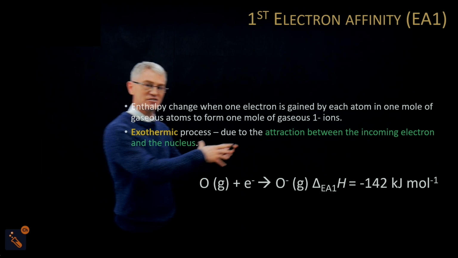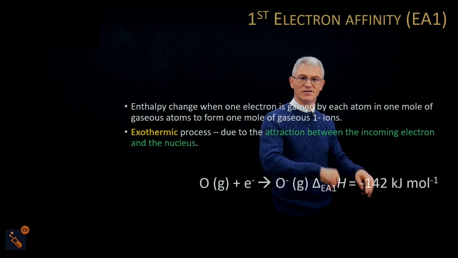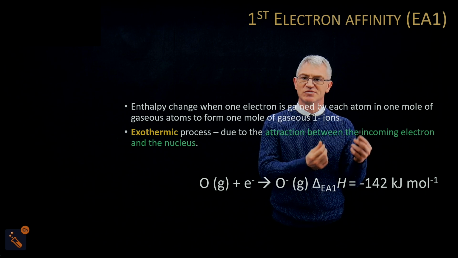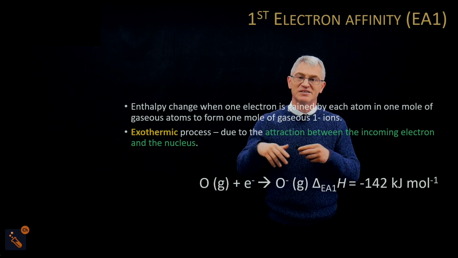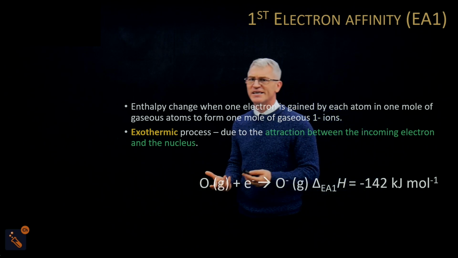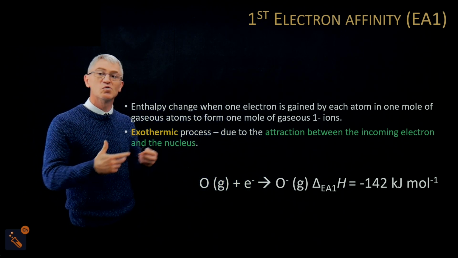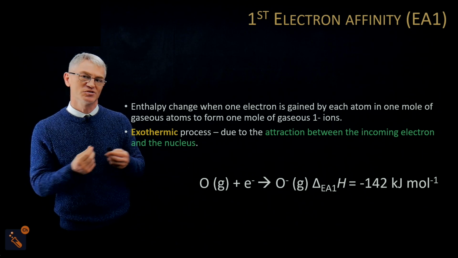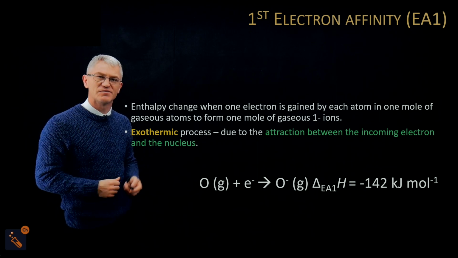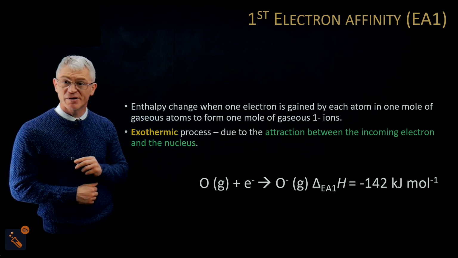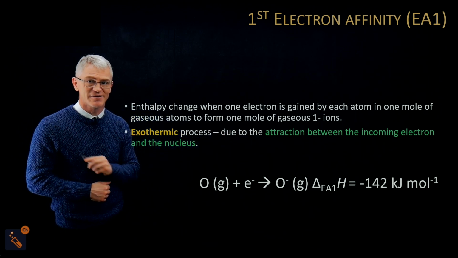It gives out energy. You can see here it's minus. So it's minus because the attraction between the incoming electron and the nucleus means energy is given out. It's a bond-making process, essentially. So think of it like that. Bond-making processes always give out energy. Bond-breaking always takes in energy. If you think of it like that, you have to explain it, which is why it's in green. So make sure when you're making your notes, that is in there.